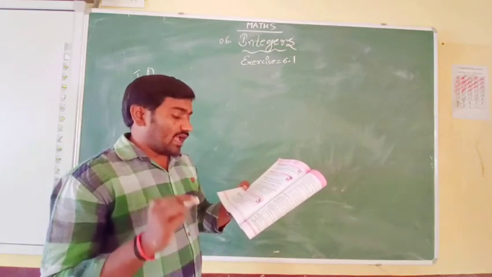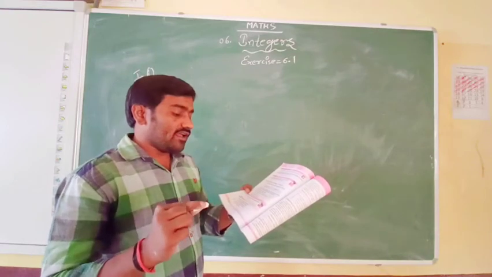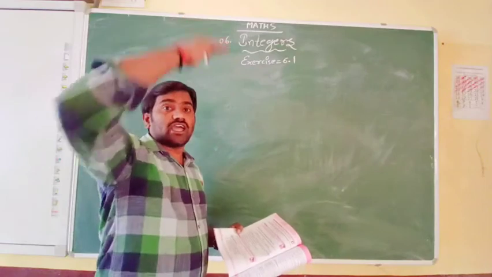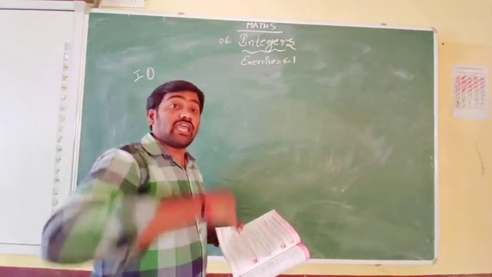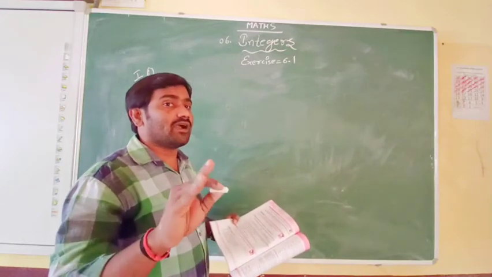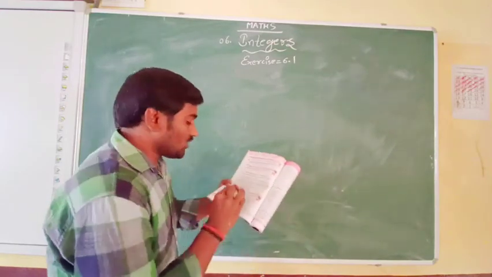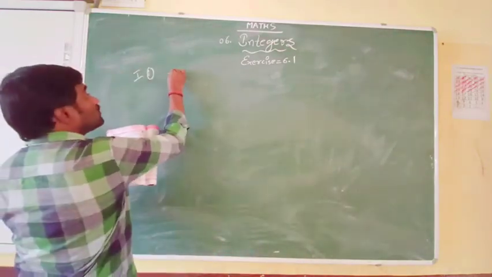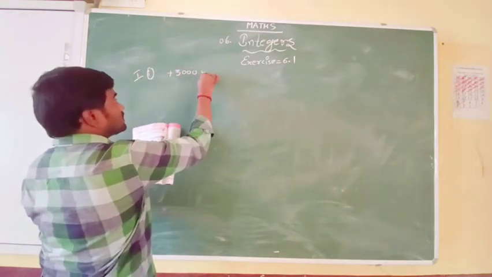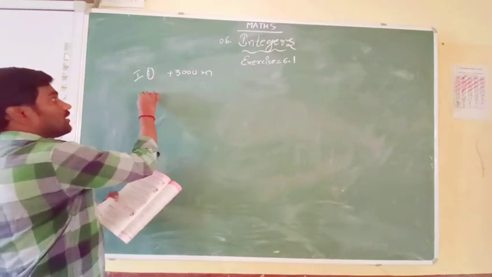An aeroplane is flying at a height of 3000 meters. The aeroplane will fly above the ground level. If it is above the ground level, you take plus. If it is below the ground level, you take minus. Okay, you remember this. So the aeroplane flies 3000 meters above the ground level.